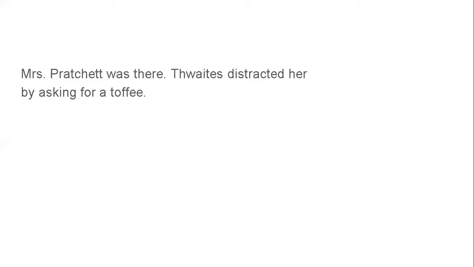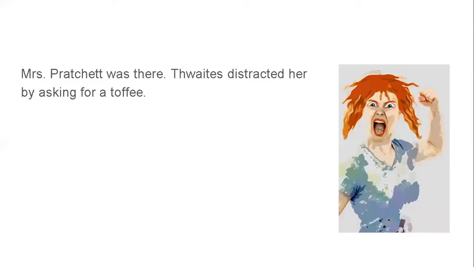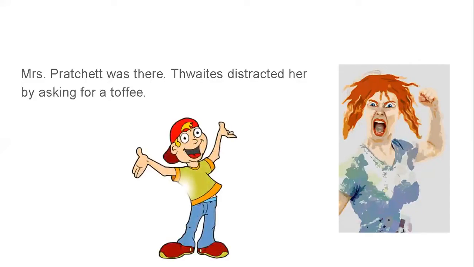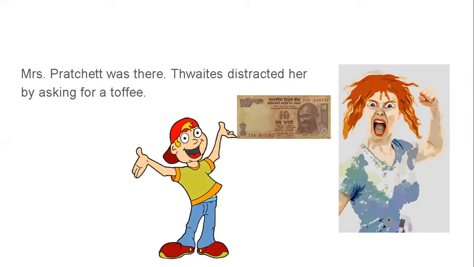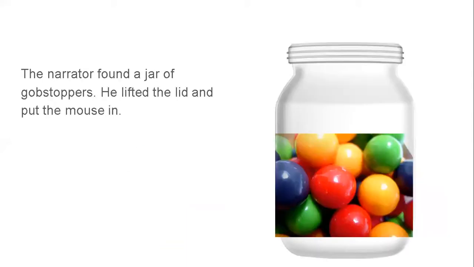Mrs. Pratchett was there. There she is. Thwaites distracted her by asking for a toffee. They needed to distract her so that they could put the dead mouse into one of her jars of sweets. So he asked for a toffee and distracted her. The narrator found a jar of gobstoppers. These are gobstoppers. They're really hard candy. They could break your teeth if you're not careful. So he lifted the lid and he put the mouse in it.